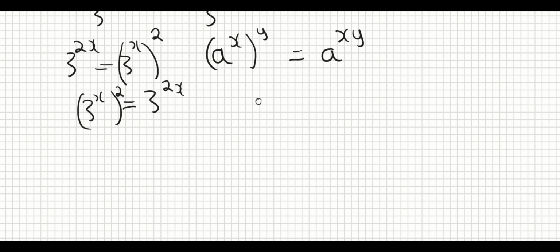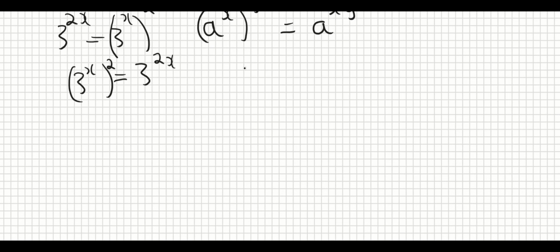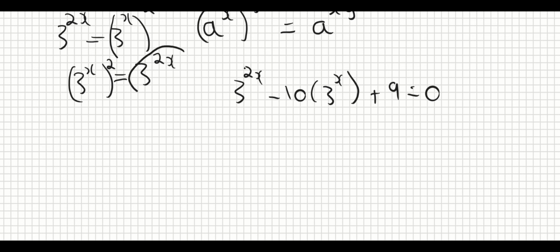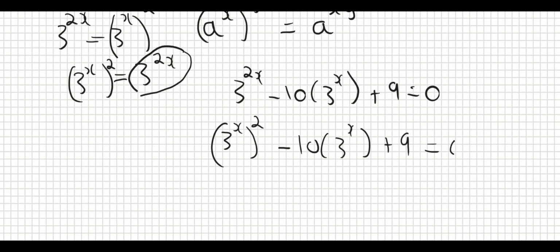So let's look at the original form. The original form was 3 to the power of 2x minus 10, 3 to the power of x plus 9 equals 0. But we've made that link. 3 to the power of 2x is just the same as 3 to the power of x squared. So now wherever we see 3 to the power of 2x, I'm going to replace it with 3 to the power of x squared. So we have 3 to the power of x squared, take away 10, 3 to the power of x, plus 9 equals 0.